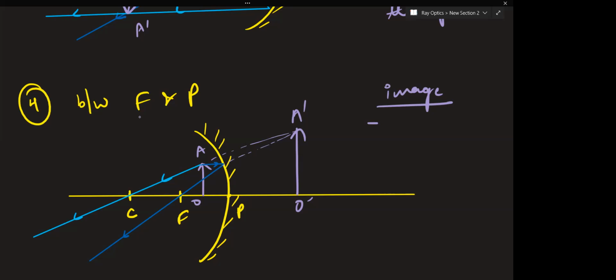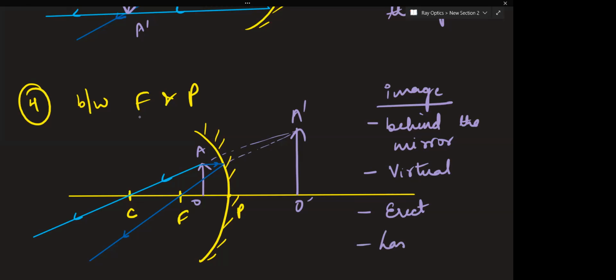Firstly, where is the image formed? It is formed behind the mirror. Secondly, it is a virtual image because these rays of light are not actually meeting. We have extended them, and they are appearing to meet at a point. So we'll say it's a virtual image. You can see OA is here, so O dash A dash is here. There is no inversion. Tail together, heads and heads together. This shows that it is erect and large. So these are the conclusions for a concave mirror.